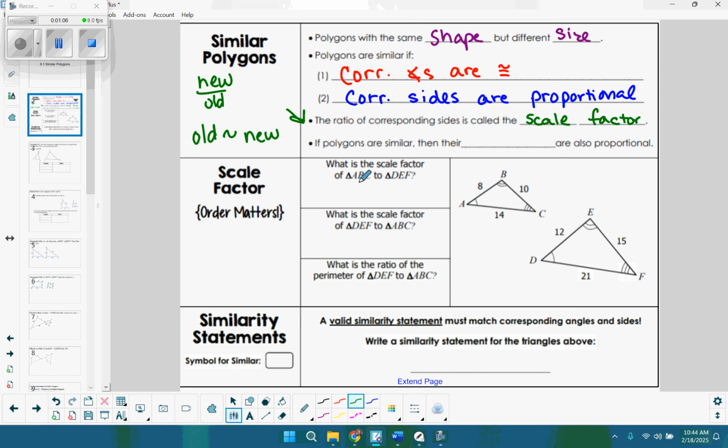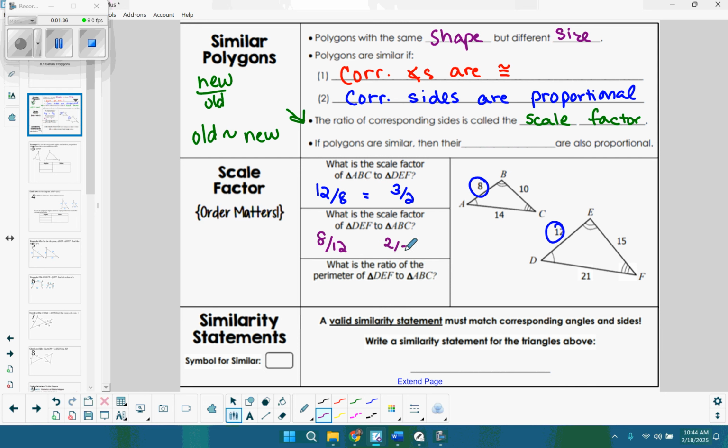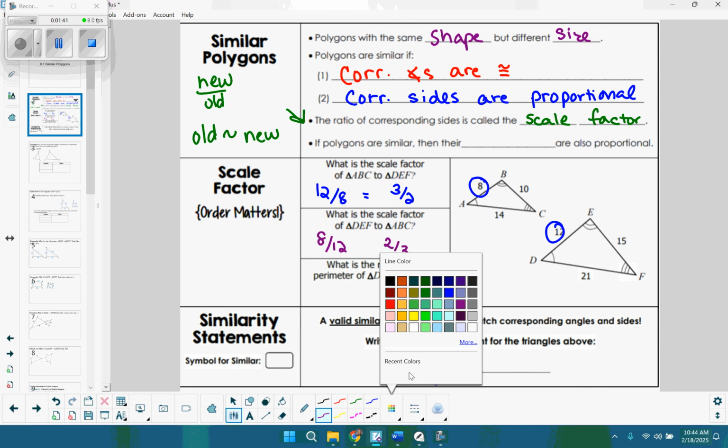Here, what is the scale factor of ABC to DEF? Old is ABC, and DEF is the new one. I'm going to pick a pair of sides that go together, like the 8 and the 12. New over old would be 12 over 8, which reduces to 3 over 2. If I asked instead DEF to ABC, now ABC is new, so it'd be 8 to 12, which is 2 to 3.